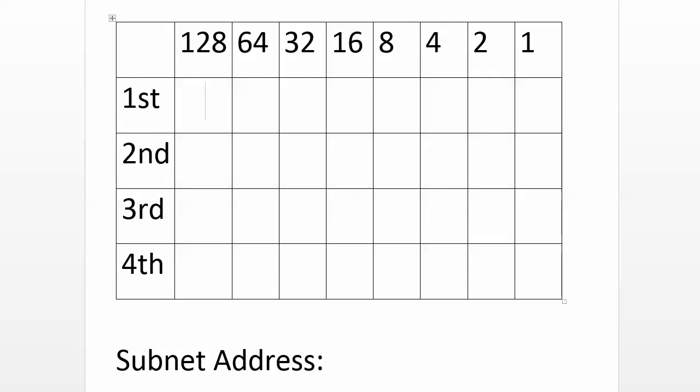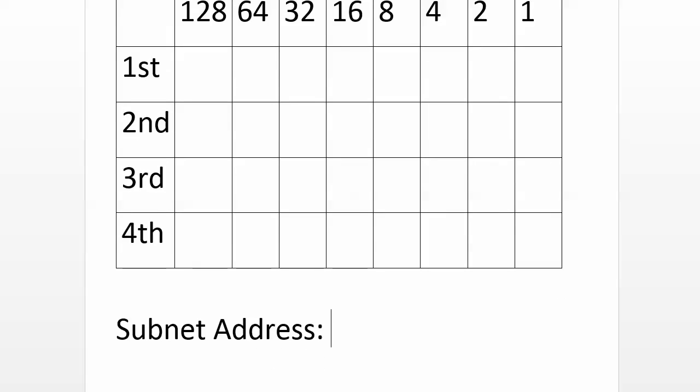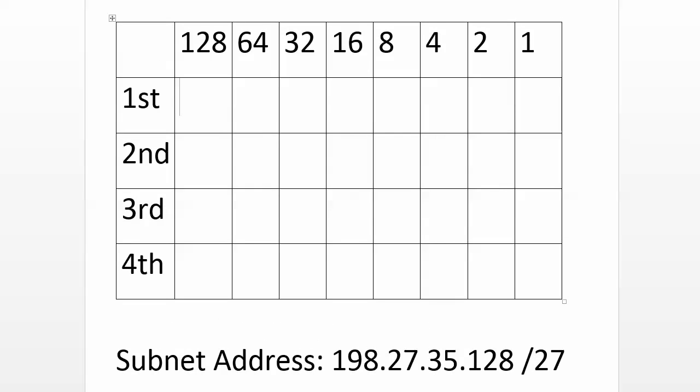Let's do one with a number in every octet. We're going to do 198.27.35.128/27. Holy cow, I got a lot going on here. So we know that 128 and 64 are 192. I'm getting you used to doing that all at one time. So 198 minus 192 leaves us 6. So we're going to go all the way down to 4. 6 minus 4 is 2. 2 minus 2 is 0. So that means we have a 0 for everything else.